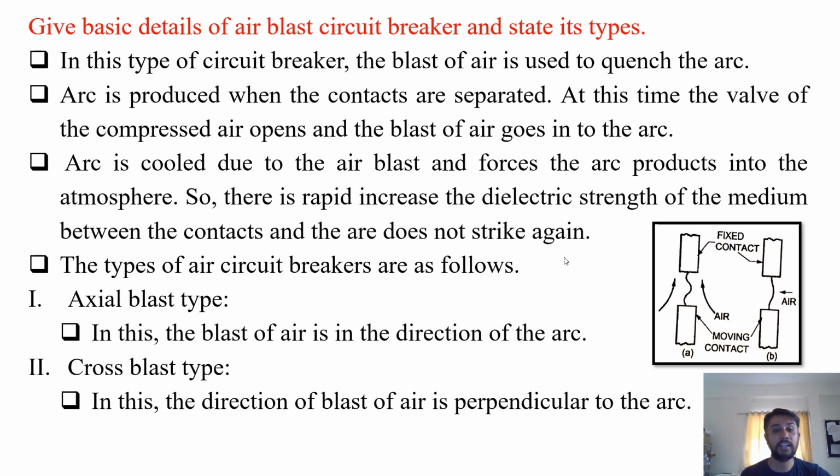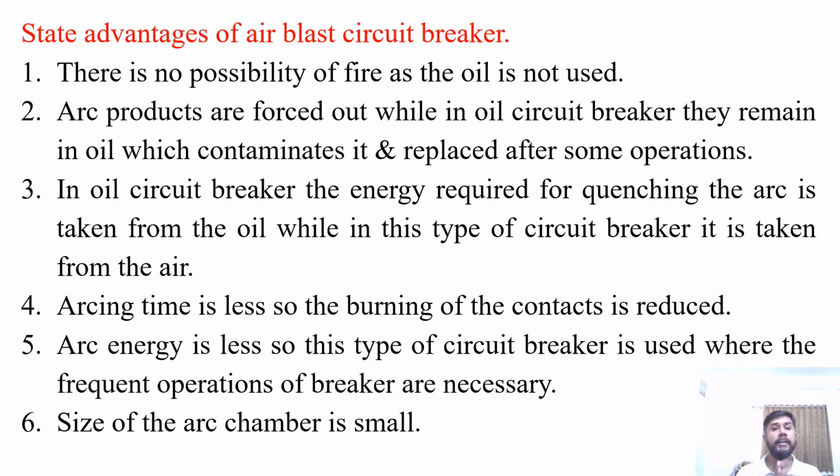In this, the direction of the blast of the air is perpendicular to the arc. So this is the arc strike between the contacts and the blast of the air is directly perpendicular, that is 90 degree to the arc. So this is how the air blast circuit breaker basically works, and these are two types of the air blast circuit breaker. State advantages of air blast circuit breaker.